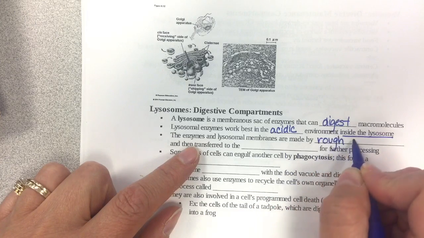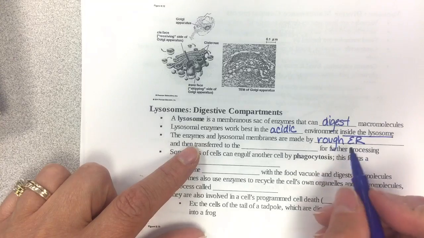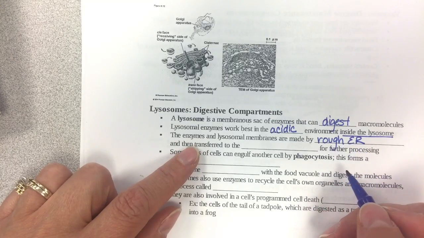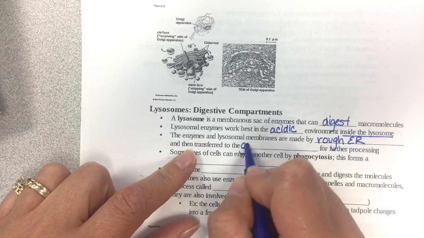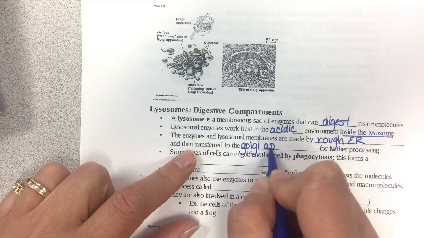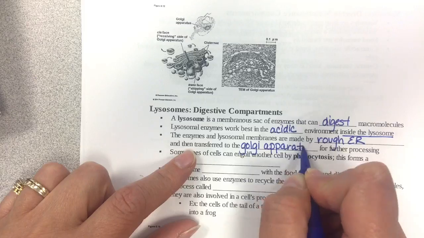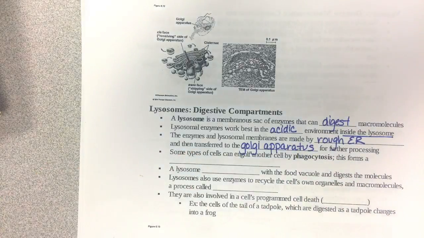So this relates, I'm going to put ER, I'm assuming now you know that ER stands for endoplasmic reticulum, and then transferred to the Golgi apparatus for further processing. So what does that mean? Let's go back to this picture here.